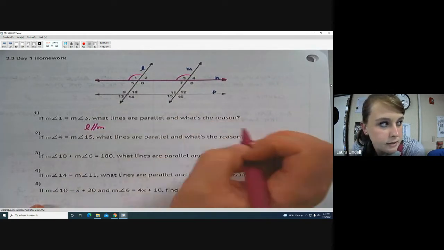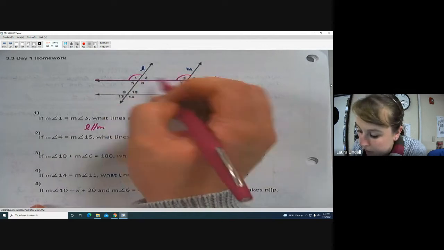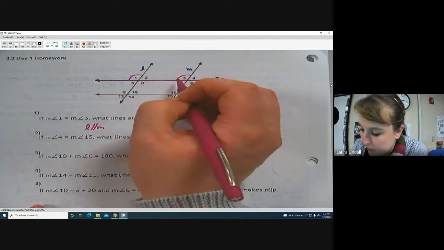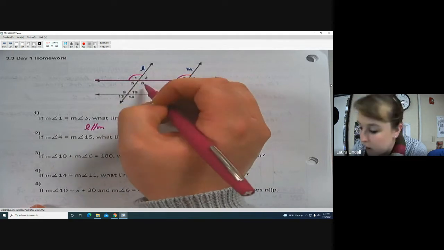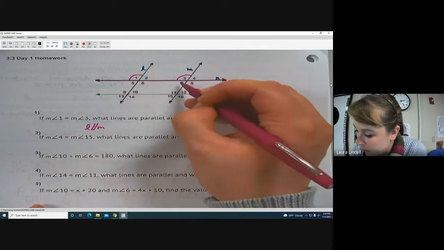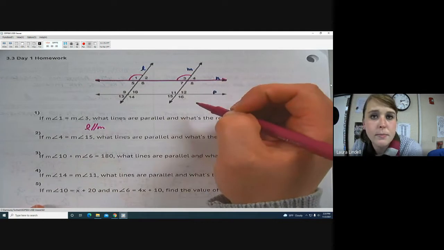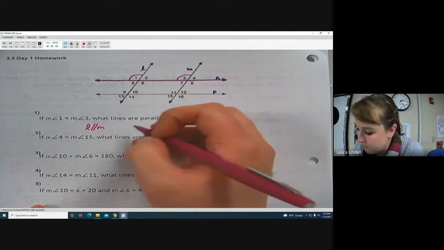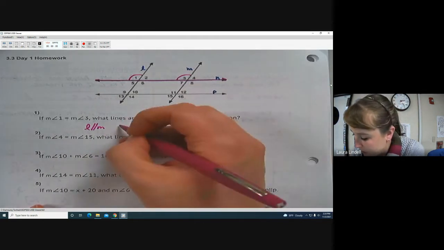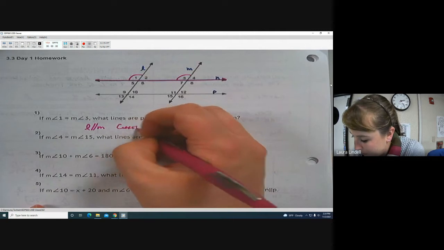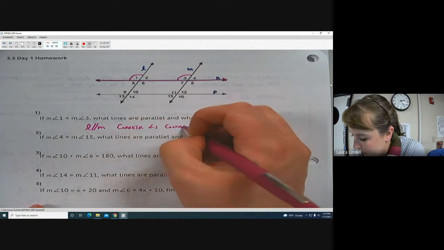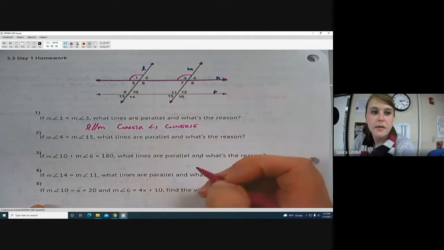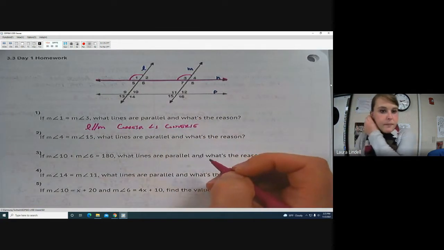And then my reason would be the angle relationship between these 2. 1 is the top left corner angle in this group. 3 is the top left corner in this group. Those are corresponding angles. So I would say for my reason, corresponding angles converse, just like we did on the ones on the previous page.